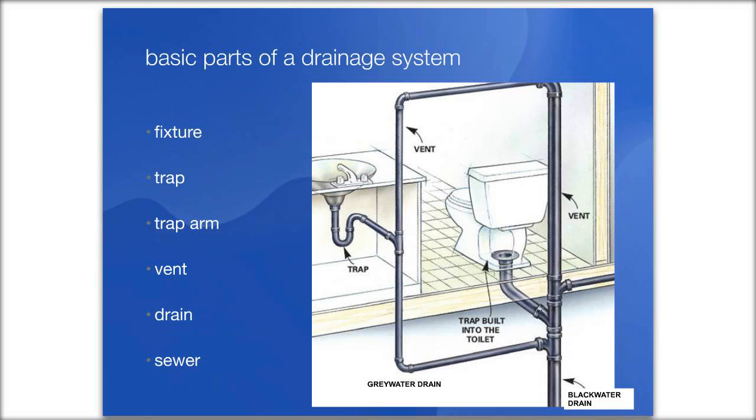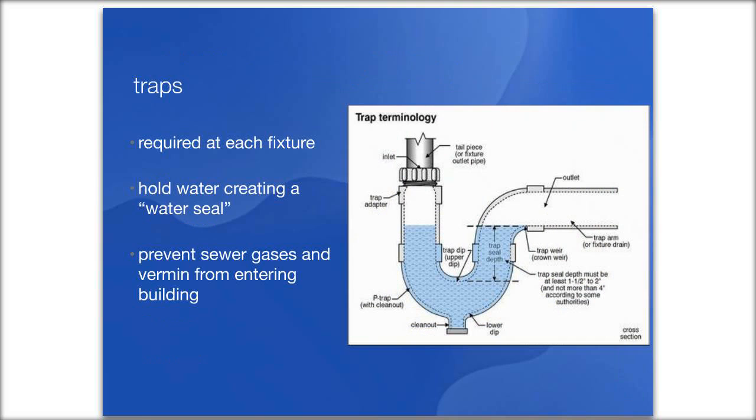So our next slide gives us a view of the different parts, which we'll talk about each one individually. So you have your fixture, you have the trap, you have a trap arm, a vent, a drain, and then the sewer. This just gives you an idea of what those parts are. I'm sorry I don't have a little red dot to wave around and point at things.